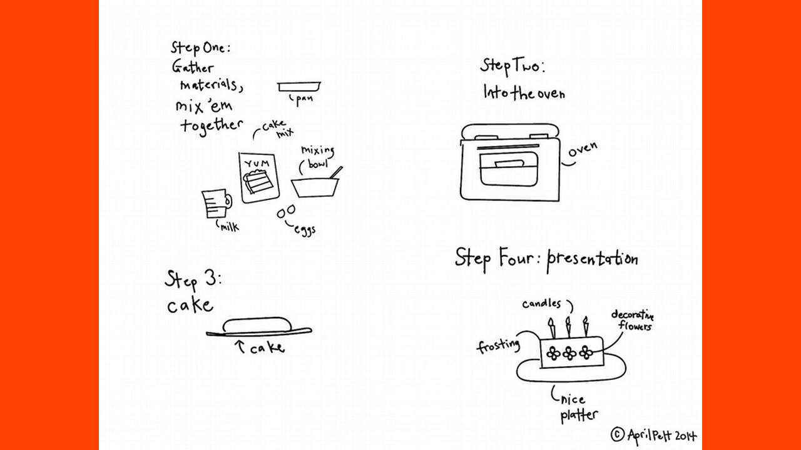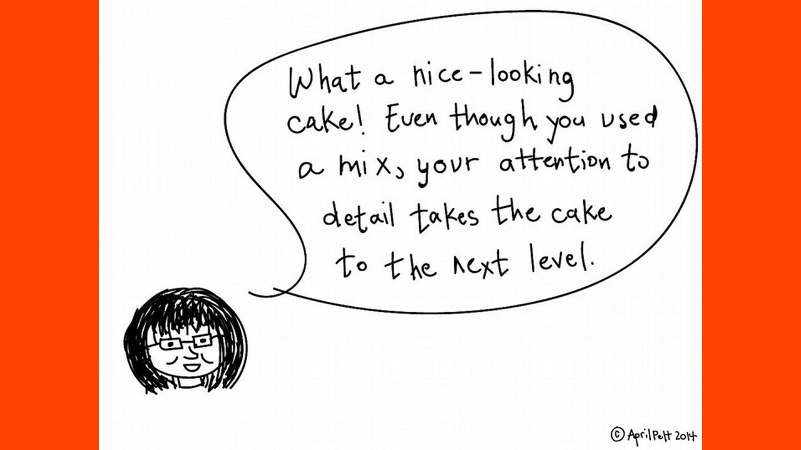You've made an effort to improve upon the standard box cake. Maybe you've added a little frosting to it. Maybe you've put it on a nice platter. You've added some decorative touches. These touches, and this attention to detail, is what makes this cake better than a C-level cake. This cake would earn a B because B in this course represents a very good performance.